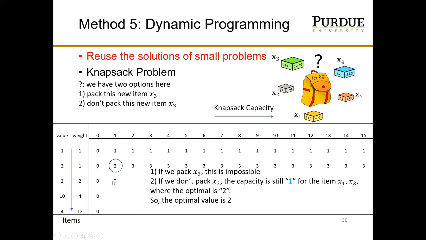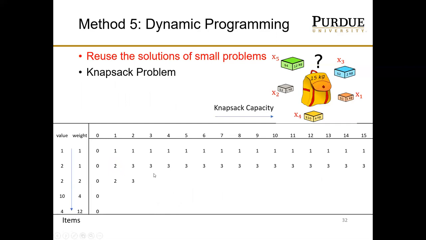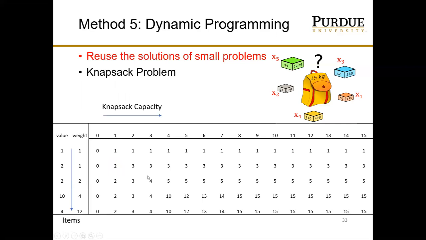Then the only next option will be we don't pack it, and then that would be the capacity one. So for capacity one with two items, we know the solution is two. Then pretty much we have the solution two. That's how we do it. So actually we can compare this, continue to do it, and then finally we can get this table.